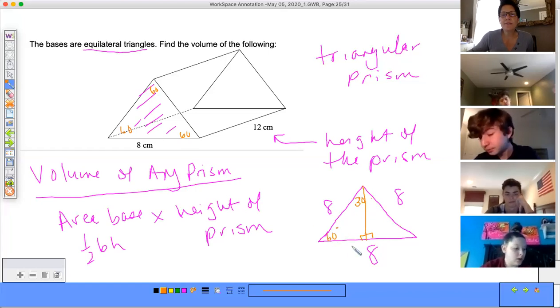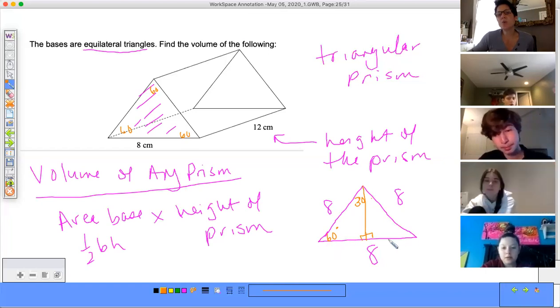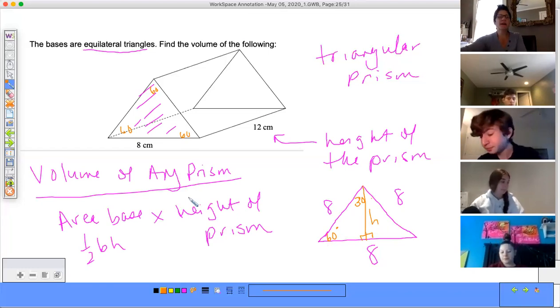So now we have to figure out, we already have our base, which is how much? What's our base of the triangle, everybody? The base of the whole triangle is 8, since 4 is half of it. Now we have to get the height. So why don't you guys get me the height for this guy? Tell me what the height of this triangle is.